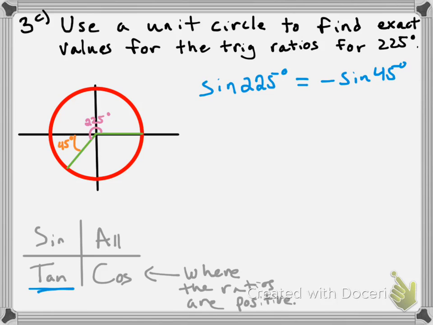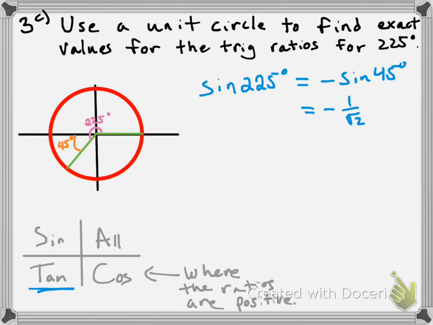Now, the sine of 45 degrees, we should know actually, that's one of our special angles. So the sine of 45 degrees is 1 over root 2. So the negative of that is going to be negative 1 over root 2. So in other words, the sine of 225 degrees is negative 1 over root 2.